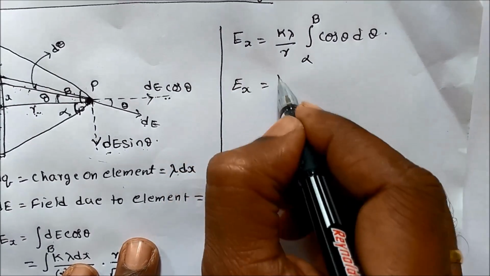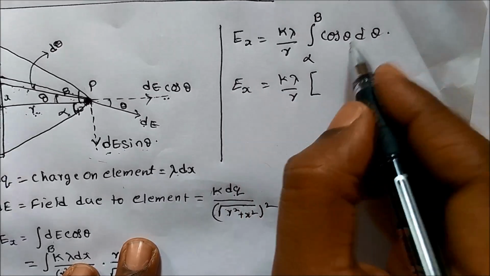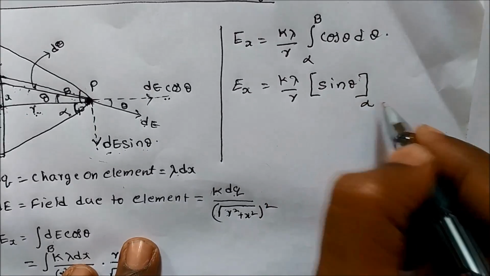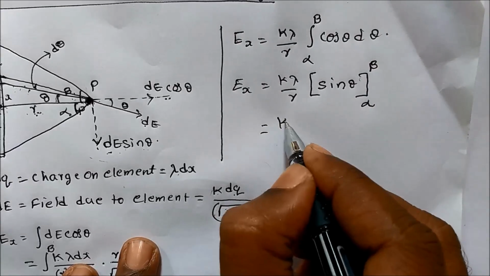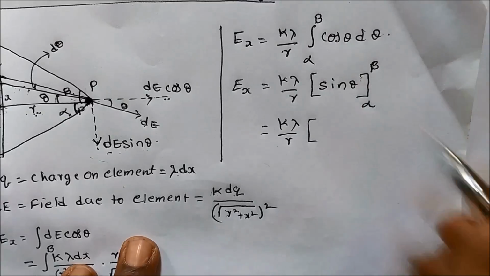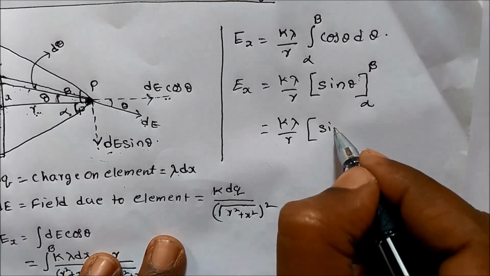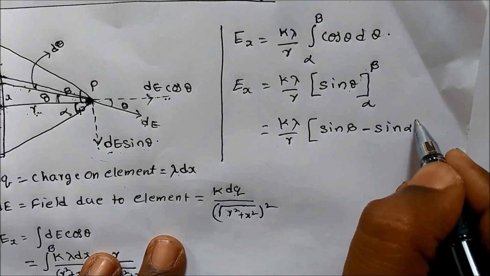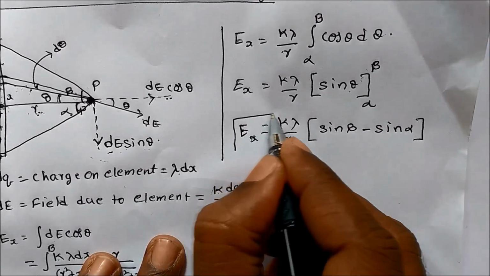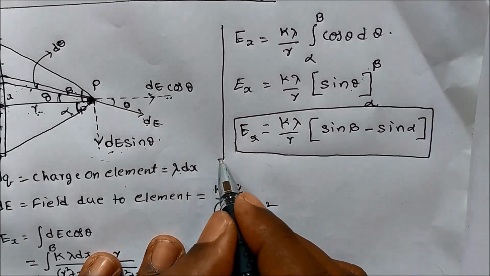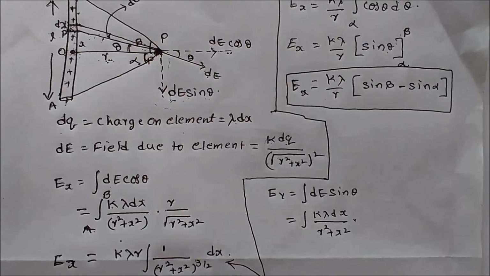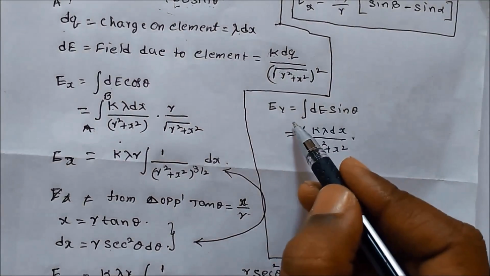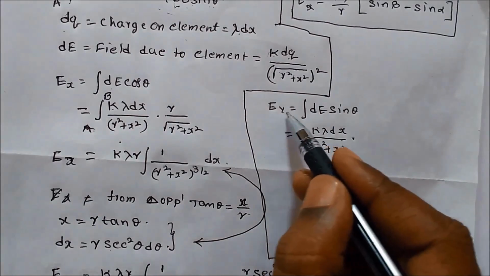Now integrate this one. k lambda by r, integral of cos theta. The integral of cos theta is sin theta, from alpha to beta. Now k lambda by r times sin beta, first substituting the upper limit, minus sin alpha. This is the Ex. Here, if you integrate sin theta, then you will get the total field intensity in the y direction.